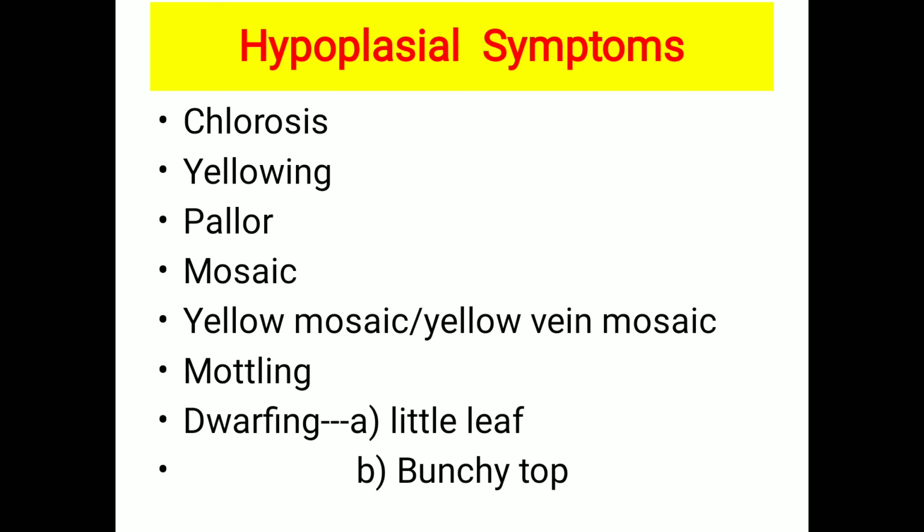What are the hypoplasial symptoms? As we discussed previously: chlorosis, yellowing, pallor, mosaic, yellow mosaic or yellow vein mosaic, mottling and dwarfing. So these are the hypoplasial symptoms, that is, reduction or underdevelopment of tissue takes place due to the attack of pathogen or due to excess or deficiency of nutrients. So in that we discuss one by one.